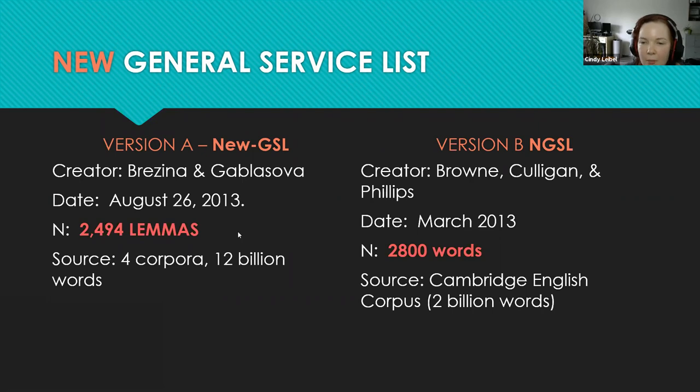Question. Are most of the lists gathered from spoken or written language? Almost always they're going to be written. There are some that focus more on spoken, like up to 30%. And again, it's the corpus that's based on. But I don't think there's been any list that specifically looked at spoken word lists. Instead, they just are drawn from spoken corpora.